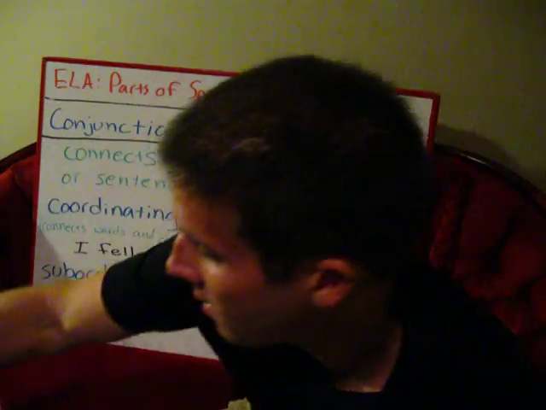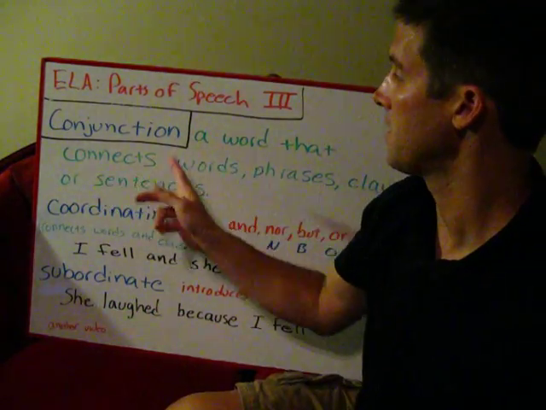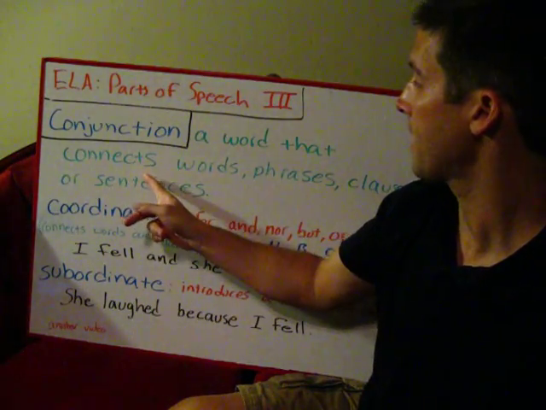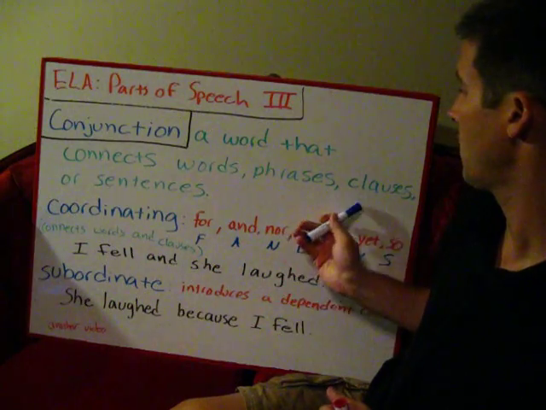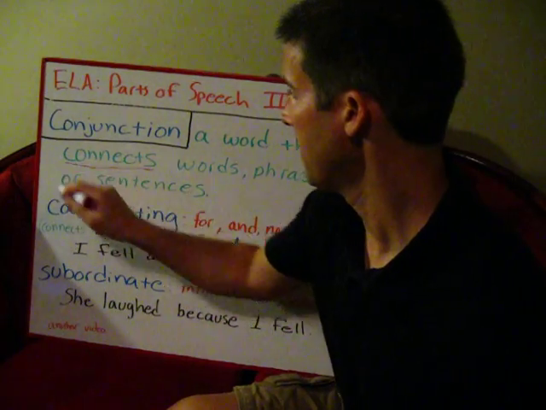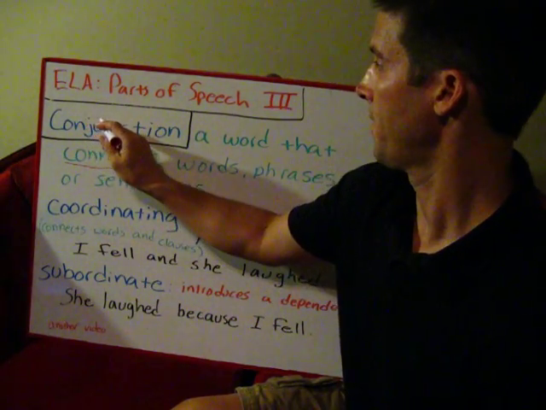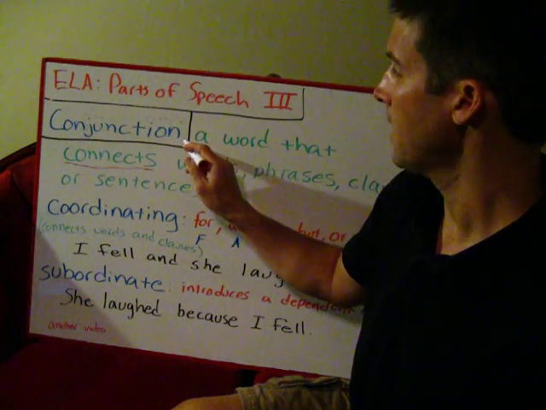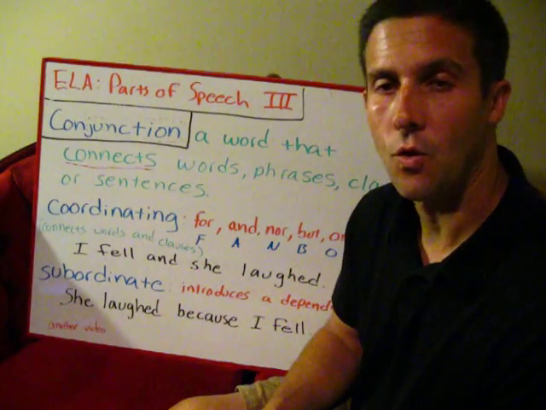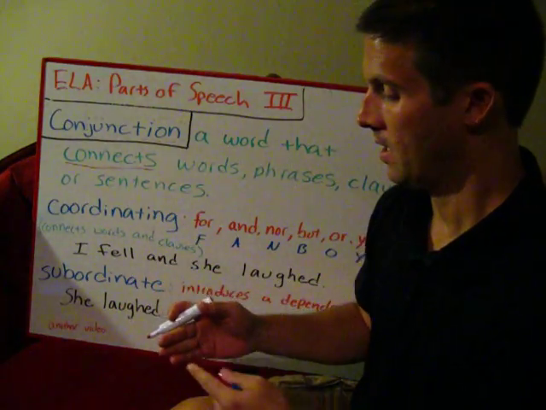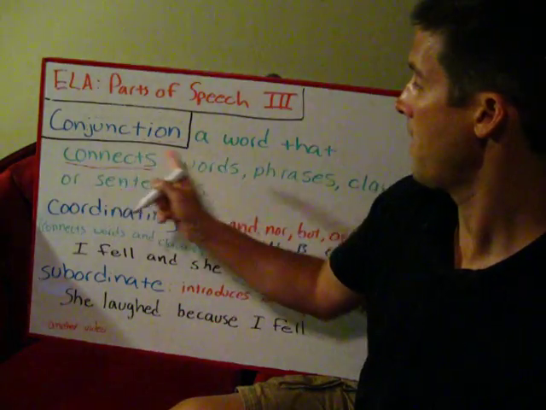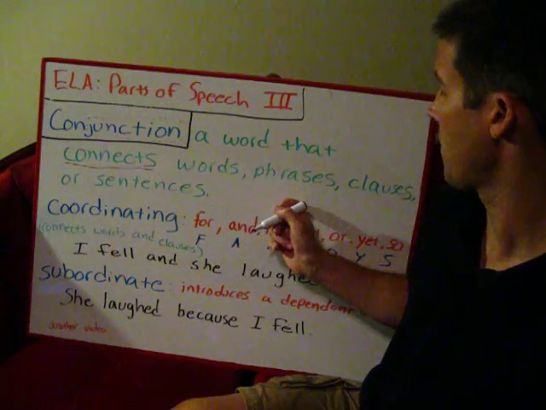Let's move on to conjunctions. A conjunction is a word that connects words, phrases, clauses, or sentences. The key word right here is connects. And I like this word right here, junction. This is a word that we use to describe when two roads come together or two things come together. It's a junction. Like one road and another road, we would call that a junction. So it's a word that connects words, phrases, and clauses.